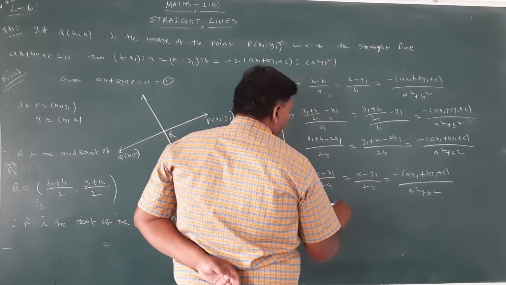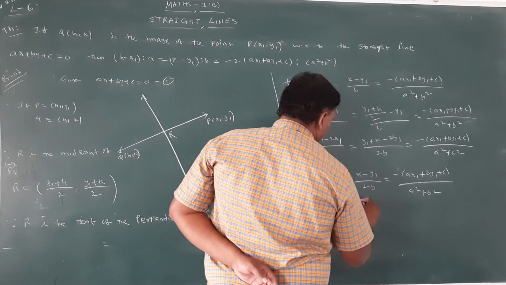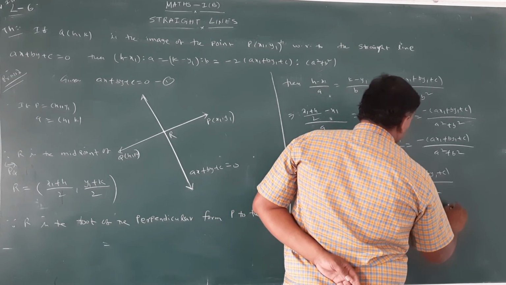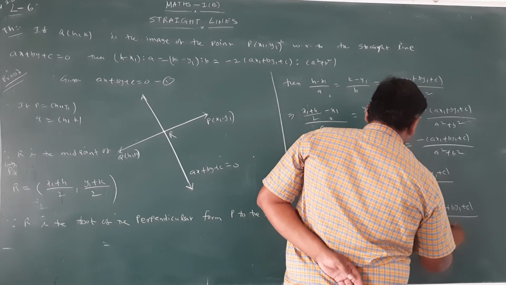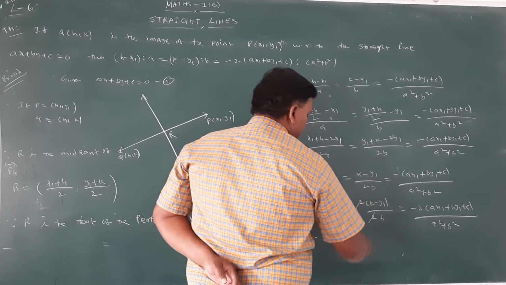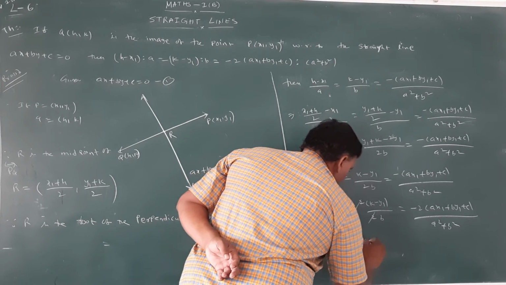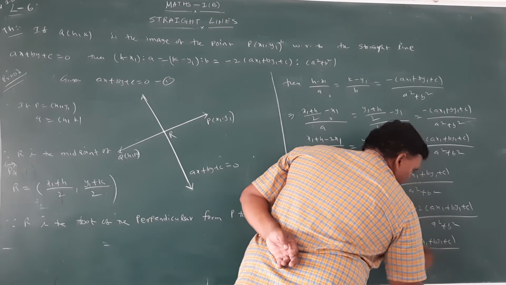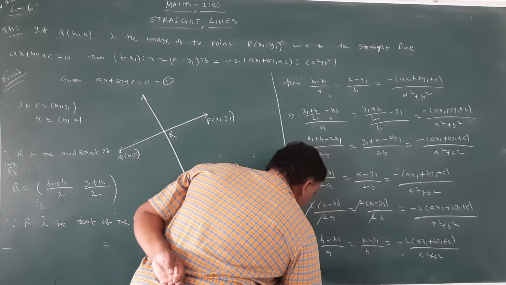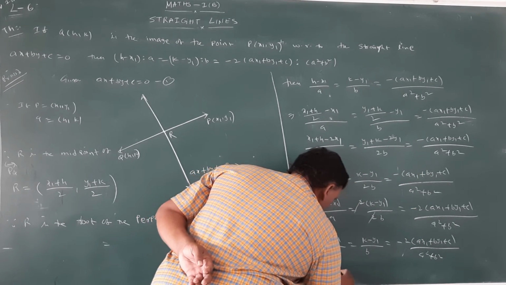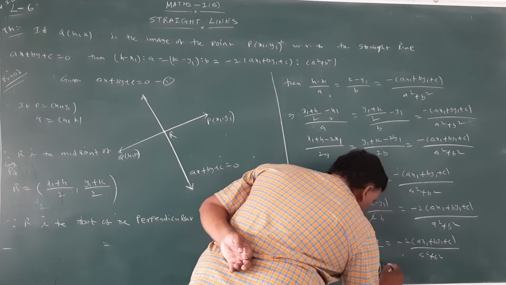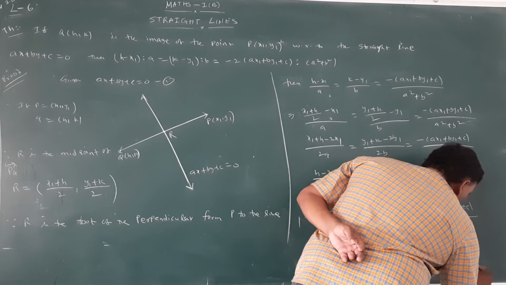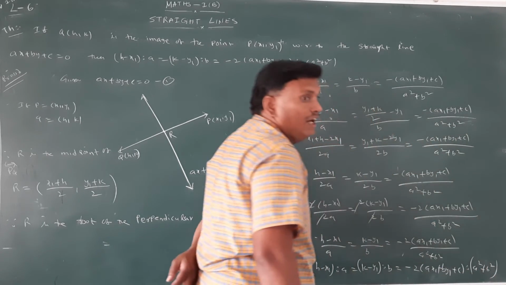Multiply by 2 on all sides: 2(h − x1)/(2a) = 2(k − y1)/(2b) = −2(ax1 + by1 + c)/(a² + b²). The 2 cancels: (h − x1)/a = (k − y1)/b = −2(ax1 + by1 + c)/(a² + b²). This is the image of P.